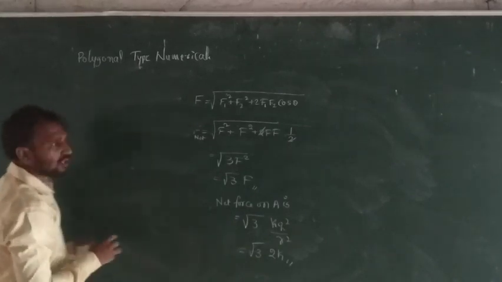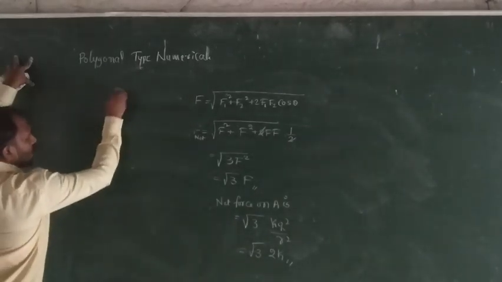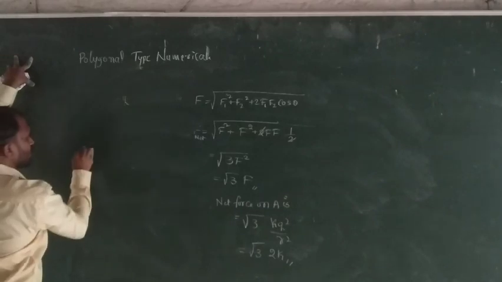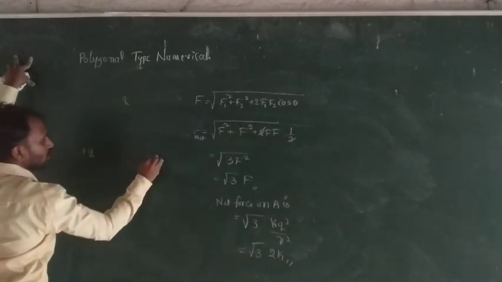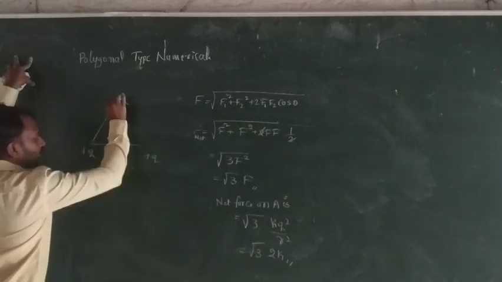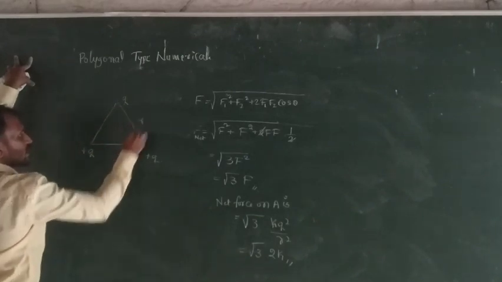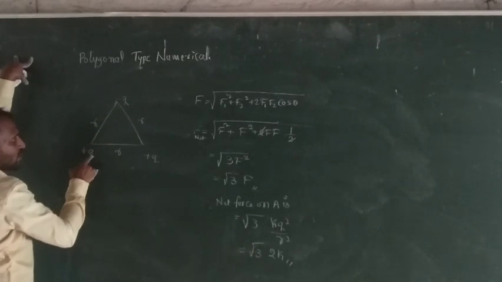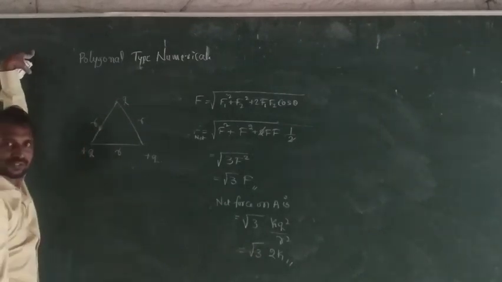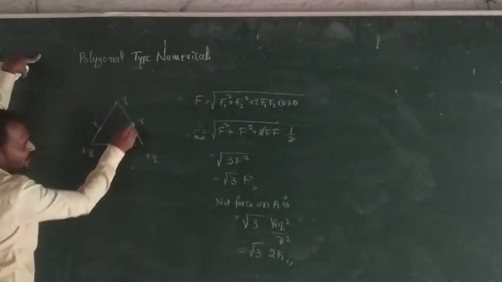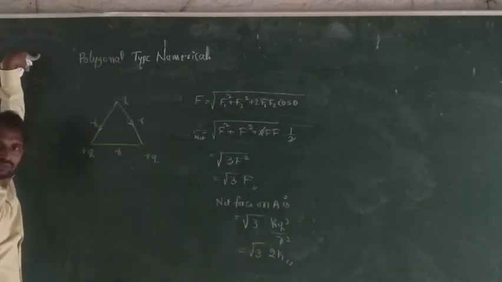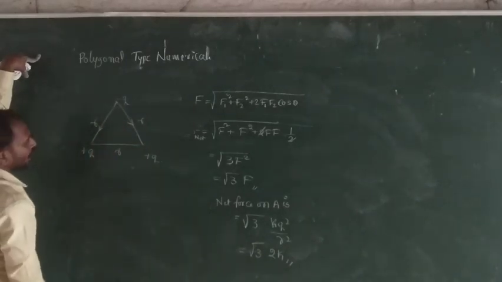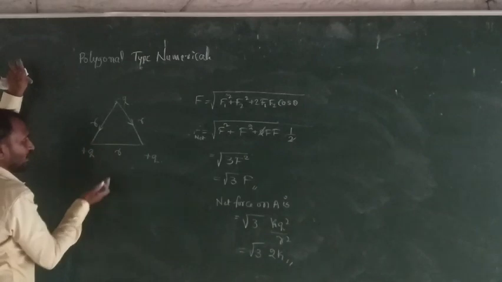And another concept is there. So minus Q, plus Q, and plus Q, with distance R. Minus Q and plus Q in between: attractive force. Minus Q, plus Q, here also attractive force. So here also the net force.